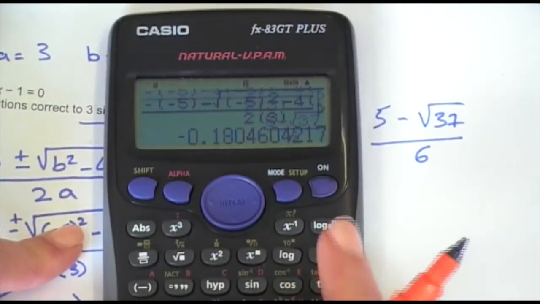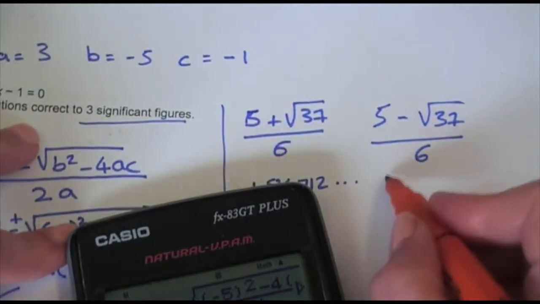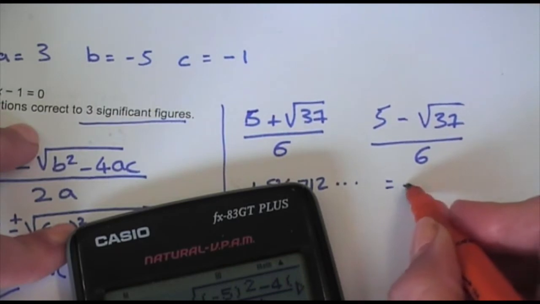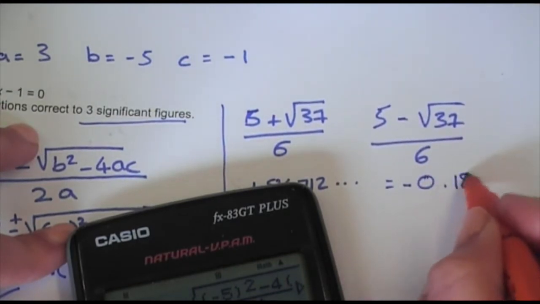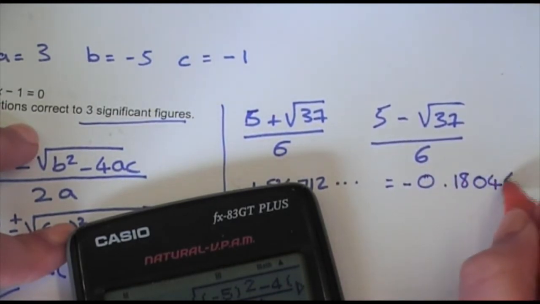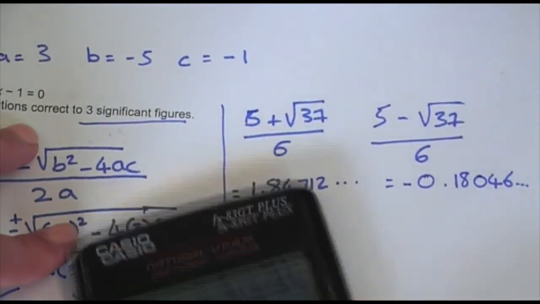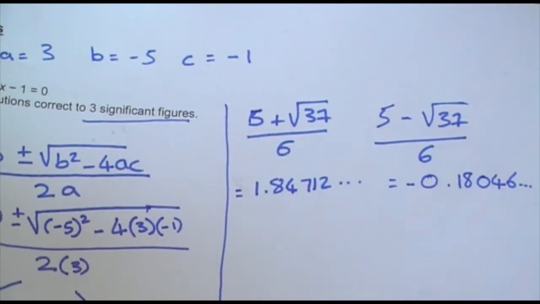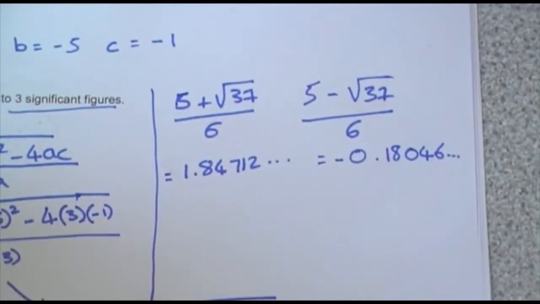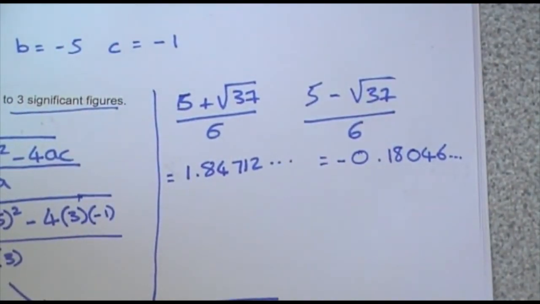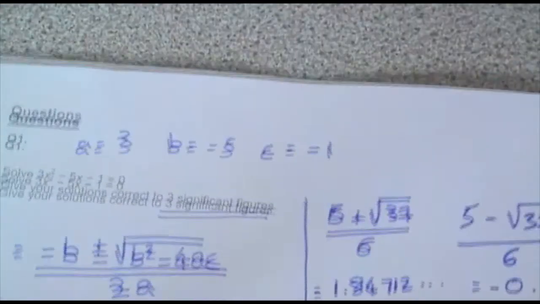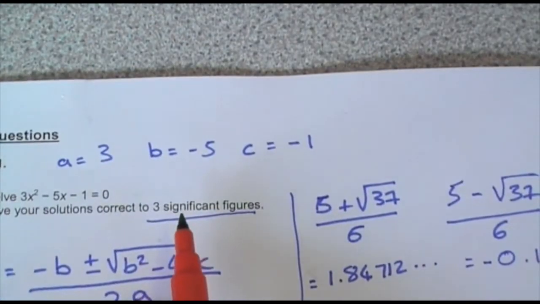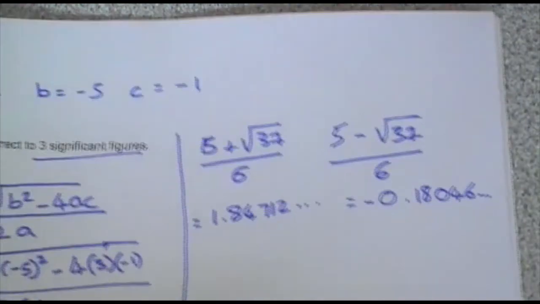I'm then going to press the SD button to get it as a decimal, and that's given me -0.18046... that goes on. So now I've calculated my possible values for x. I need to make sure that I don't lose the final accuracy mark because they wanted it to 3 significant figures. So that's both of them.